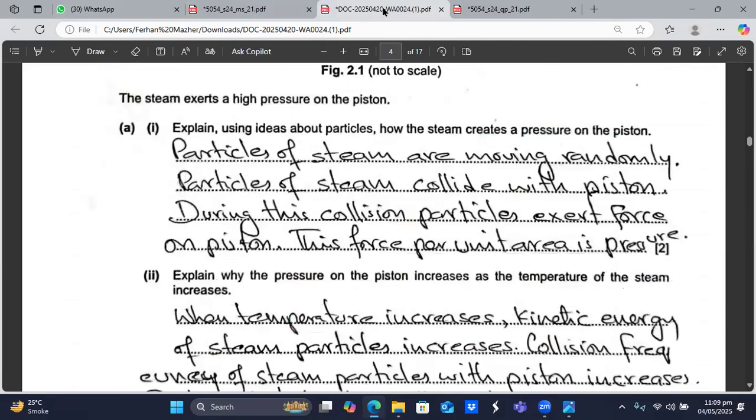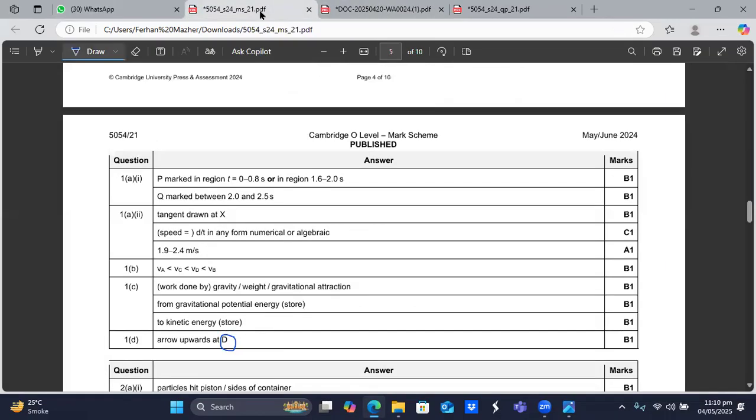Here we go. Okay, so my first answer is coming up. Question number 2A, first part. Particles of steam are moving randomly. Particles of steam collide with piston. During this collision, particles exert force on piston. This force per unit area is pressure. The force which is exerted per unit area is called pressure. So let's check the marking scheme.